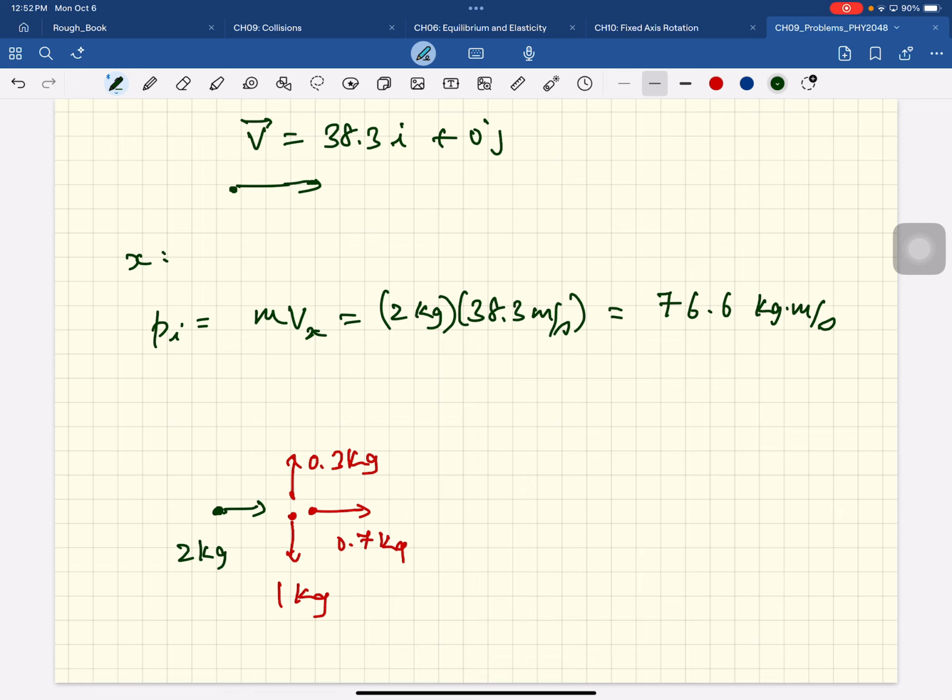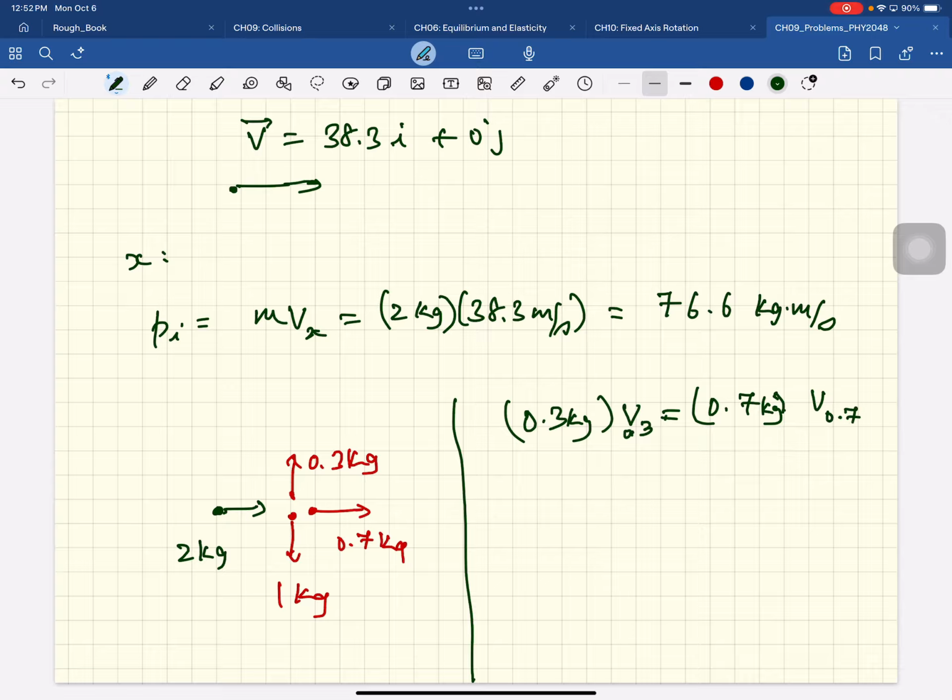Okay. So since the magnitude will be equal, 0.3 kg times the velocity of the 0.3 kg object should equal 0.7 kg times the velocity of the 0.7 kg object.